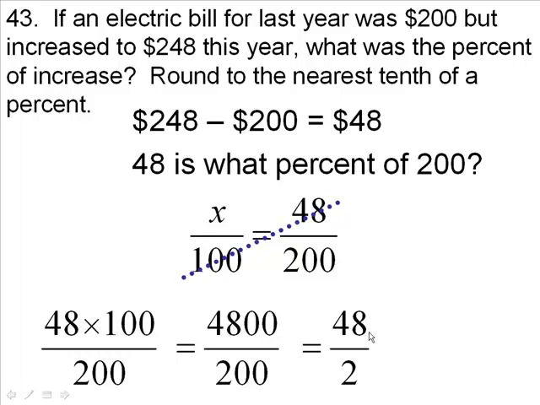We're going to say 48 over 2, which is 24, and that makes it 24%. We don't have to round that off.